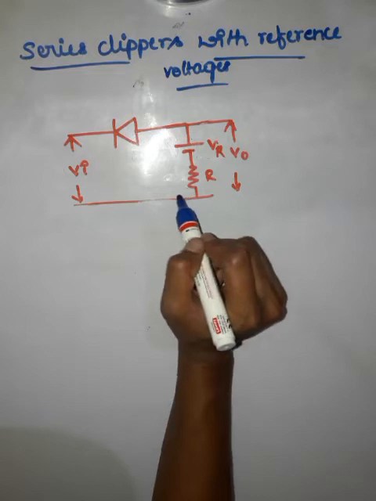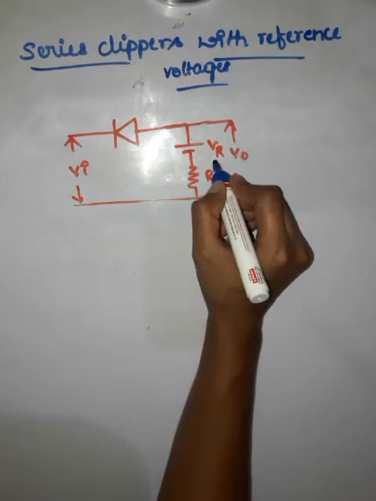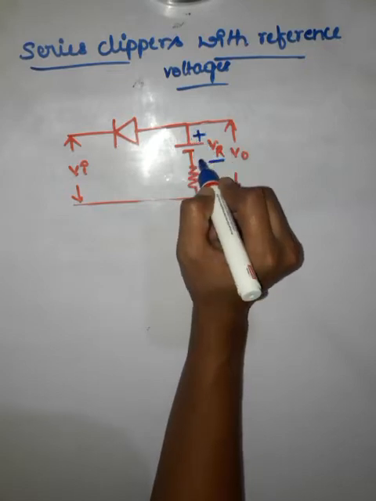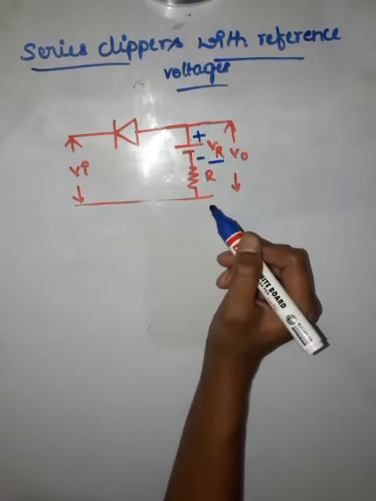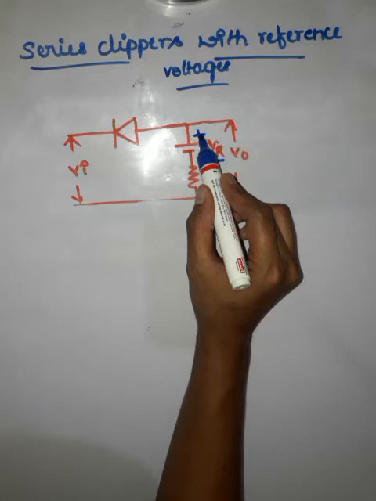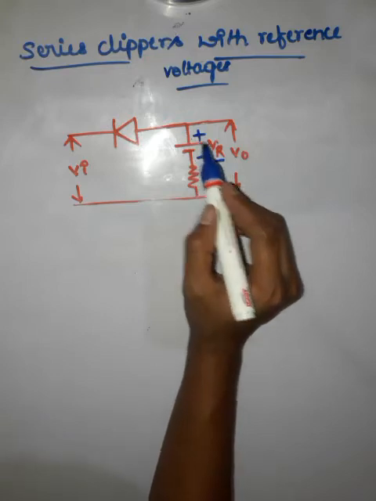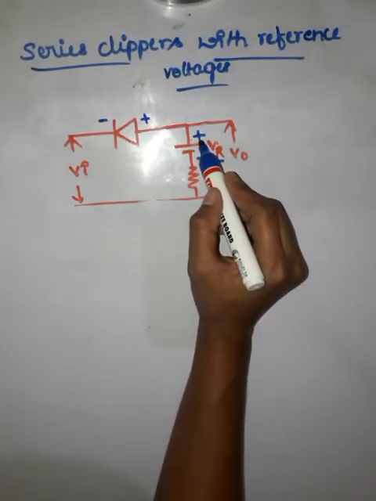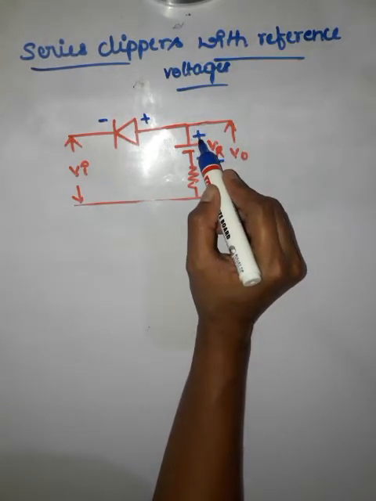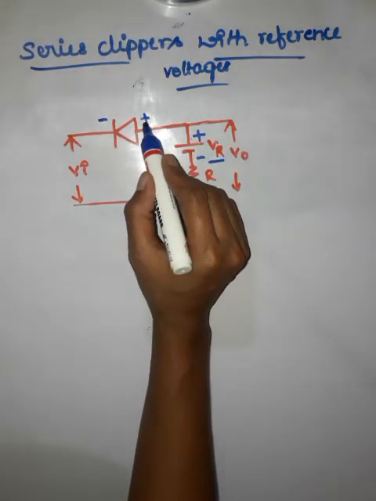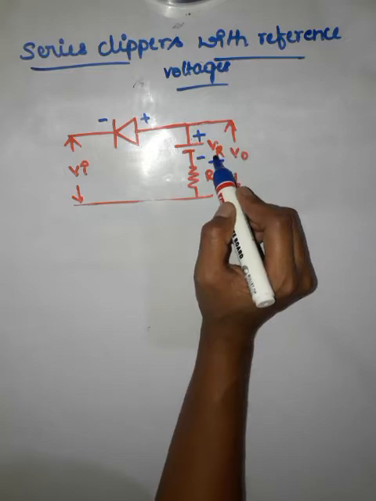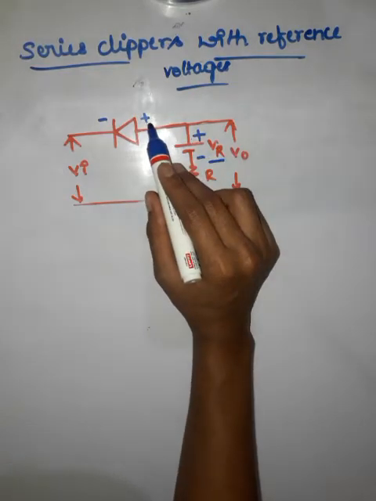In order to analyze this circuit, first we have to consider the reference voltage. Be careful with respect to the polarity of the reference voltage. First represent the polarity of the reference voltage as well as the polarity of the diode, because if the positive polarity of the reference voltage is connected to the positive P side of the diode, then this reference voltage is always going to forward bias the diode.